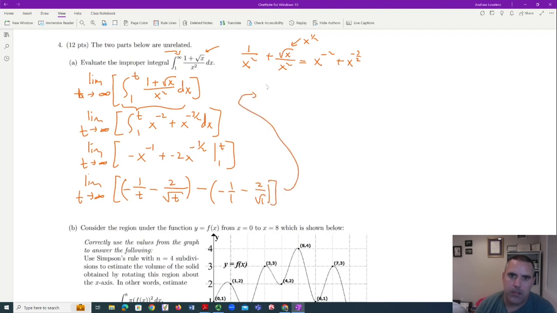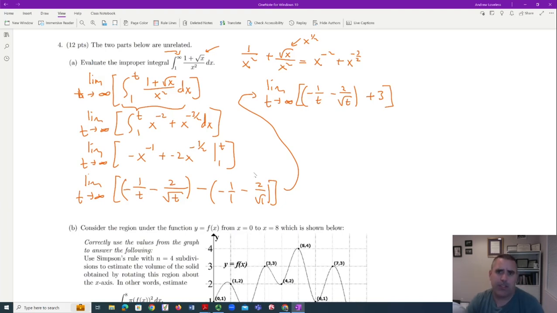And when all is said and done, I'm trying to take the limit as t goes to infinity of negative 1 over t minus 2 over the square root of t. And this other thing is plus 3, I think. So it's 1 and 2. So the actual taking of limits sometimes scares students. We'll review this in section 7-8.